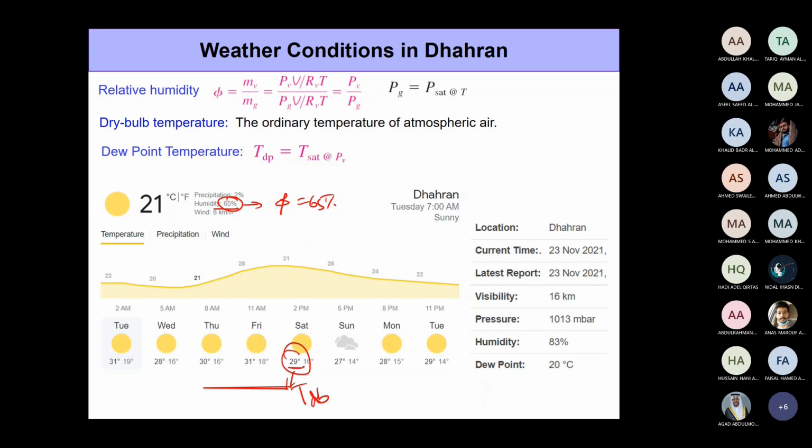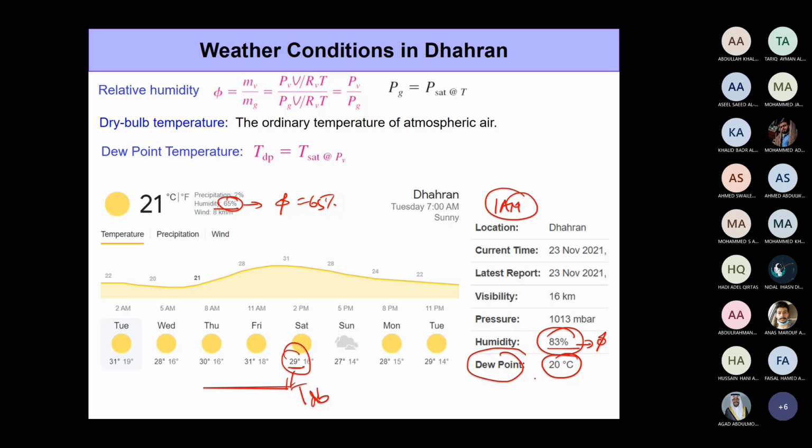I also looked up the dew point temperature. Now again, this is at a different time. This was late night yesterday, maybe around 1 a.m. So the humidity was even higher. It was about 83%. So this again is relative humidity. And at this condition, the dew point temperature was 20 degrees Celsius. So these are all numbers which are available on the internet, right?